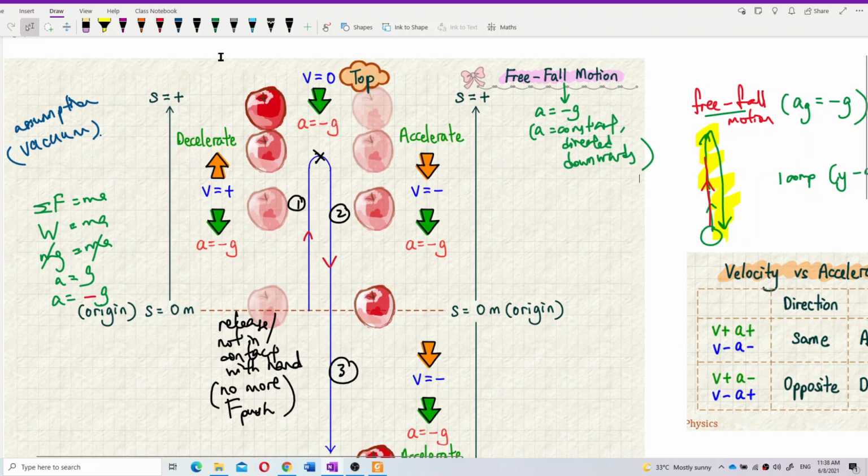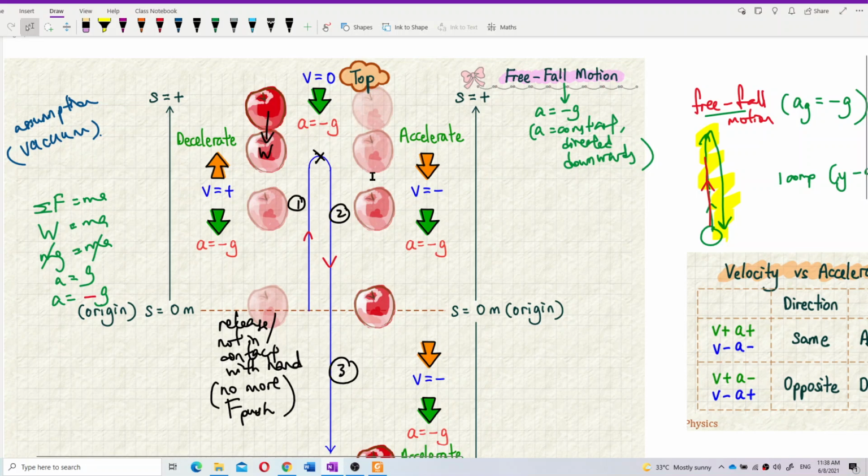But at the top position, it still has the weight. Even though velocity is zero at the top, it still has gravity. So acceleration is still constant, directed downward. So a is still negative g. At the top here, velocity is zero, but the acceleration is still negative g.